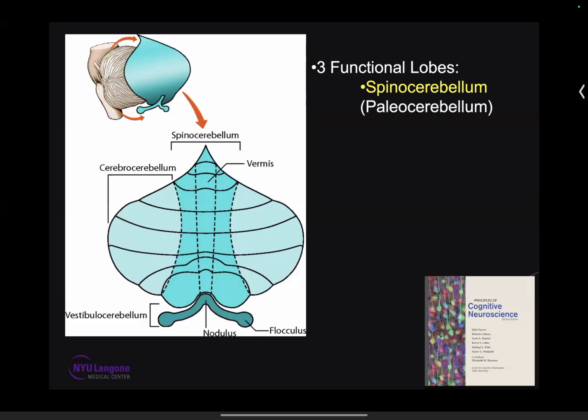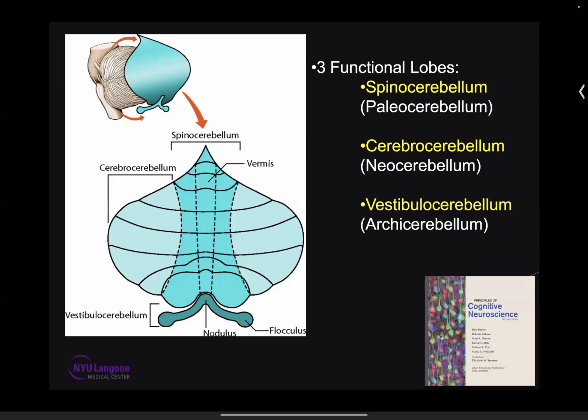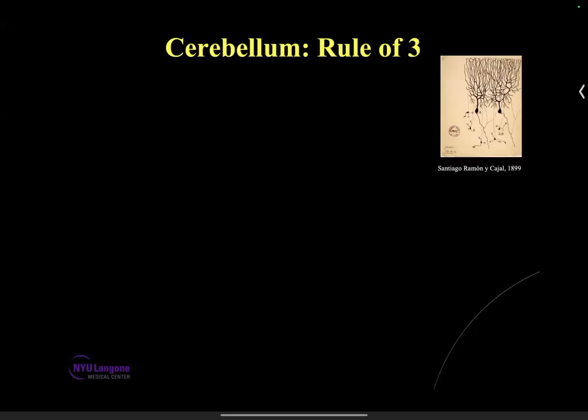The spinocerebellum, the median and paramedian portion of the cerebellum, is connected to the spinal cord very well. The cerebrocerebellum, the lateral portion, phylogenetically the newest part of the cerebellum, is connected very well to the cerebrum. That's very, very important. And the phylogenetically oldest portion of the cerebellum is your vestibulocerebellum, again involved with the vestibulocochlear functions, right?